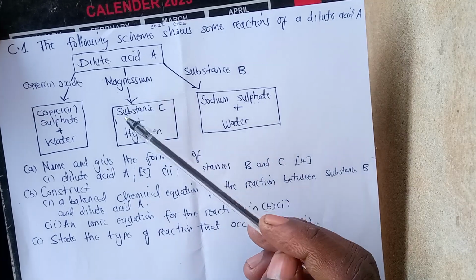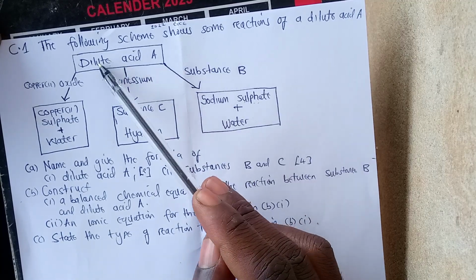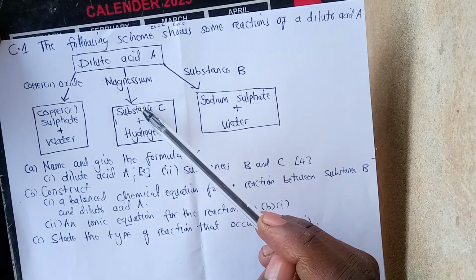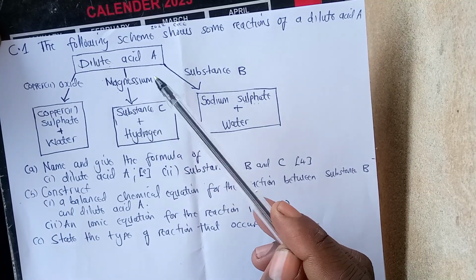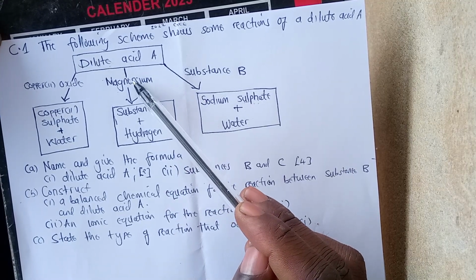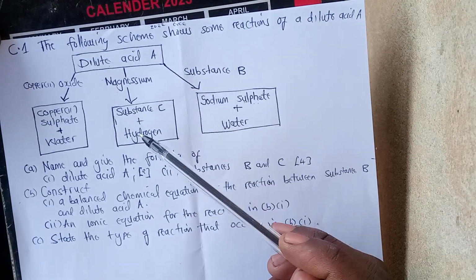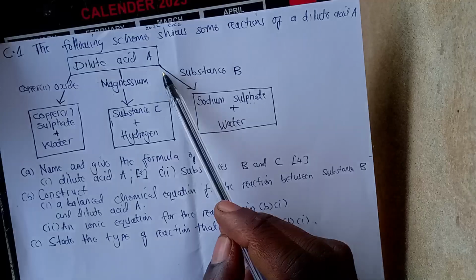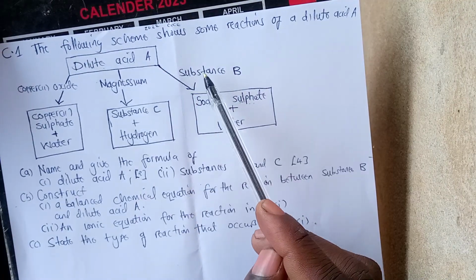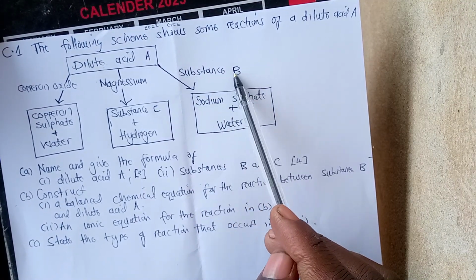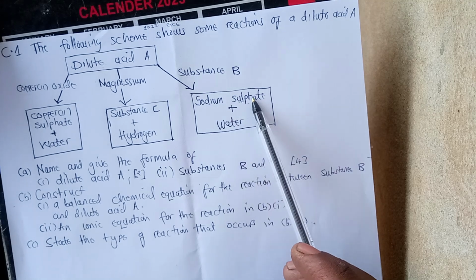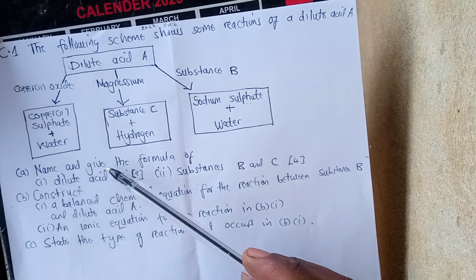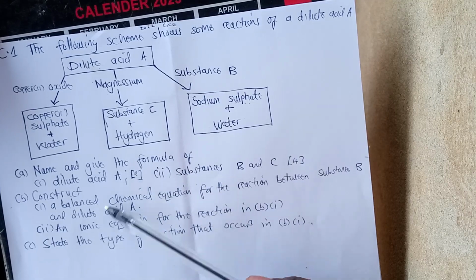To explain this one, whenever an acid reacts with a metal, it will produce a salt and hydrogen gas. So this substance C is a salt and hydrogen gas. On this side, we have the same dilute acid A, which reacted with substance B to produce sodium sulfate plus water. So the first question, name and give the formula of dilute acid A.